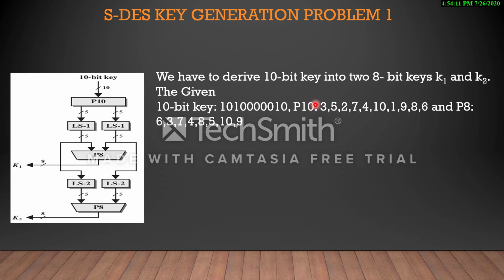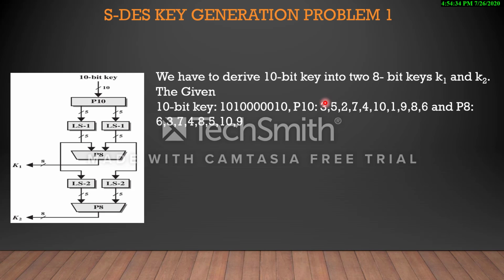The permutation 10 value is also given in the problem, and the permutation 8 value is also given in the problem. Suppose it is not given in the problem, you can randomly choose the value of permutation 8 and the random value of permutation 10. So now let us solve the problem.